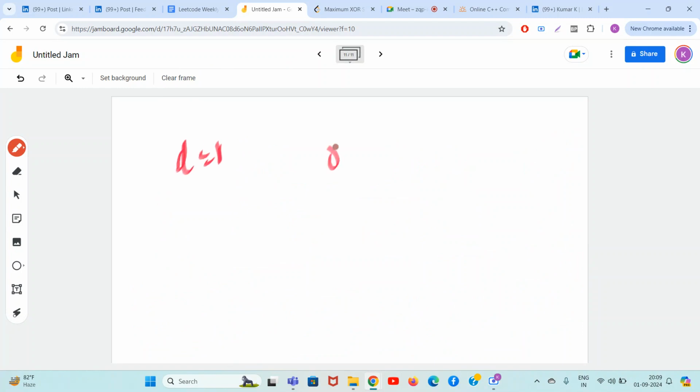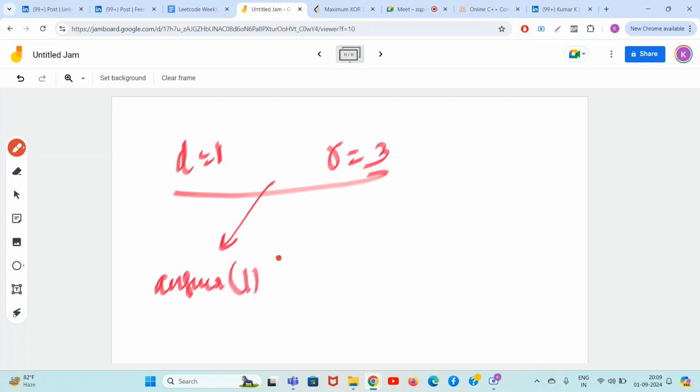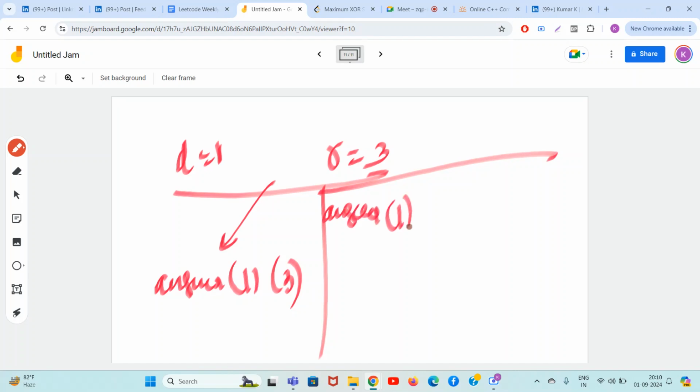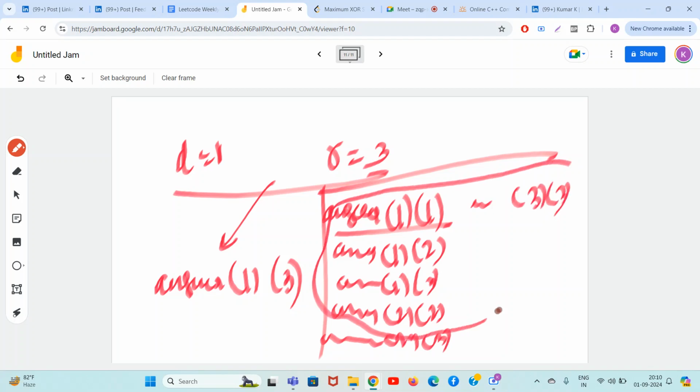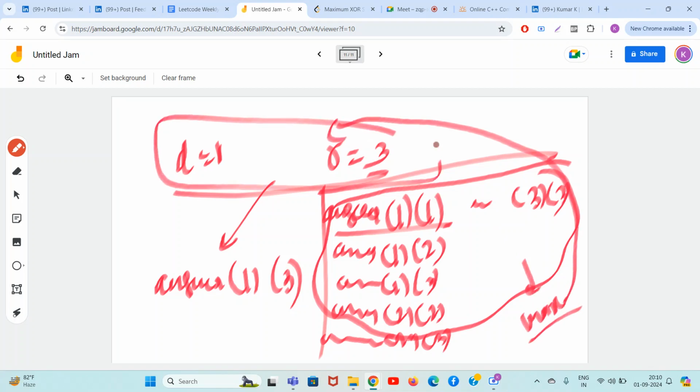So if L is 1, R is 3, previously it was still easy. What you were doing was just outputting the answer of 1 to 3. Now they say, no, I want the answer of all of these. Which ones? Calculate answer 1 1 also, calculate answer 1 2 also, calculate answer 1 3 also. You calculate answer 2 2 also, you calculate answer 2 3 also, and you freaking calculate the answer 3 3 also. Take the maximum of all of them, and that is the answer to L equal to 1, R equal to 3.